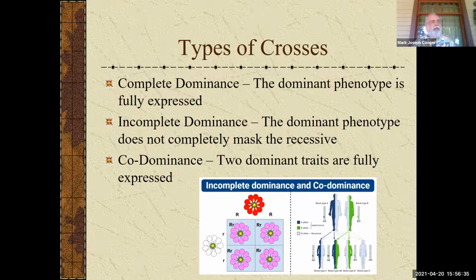Then codominance is another idea, and we're going to give you an example of that with blood types, the ABO type blood typing. Here's what I want you to realize with codominance. If you have the A gene, you will have A type blood. If you have the B gene, you'll have B type blood. And if you have both, you have AB blood, and those are both being fully expressed. We will show you an example of that also.